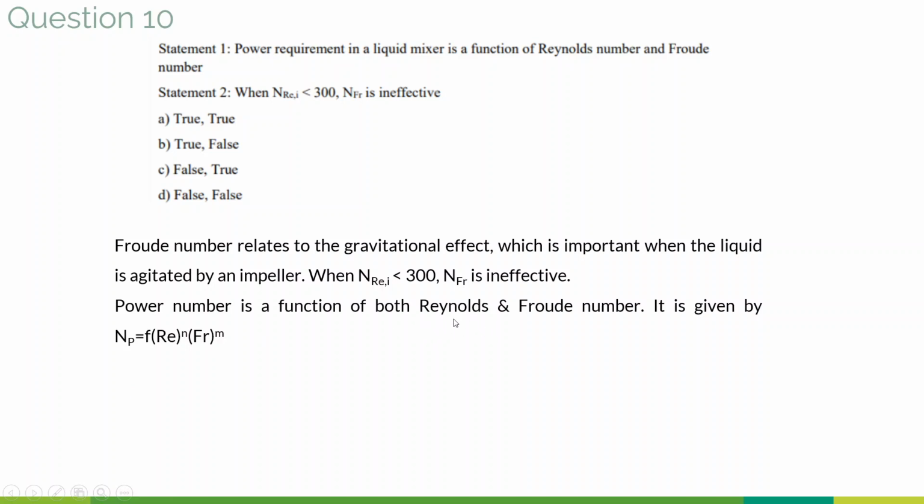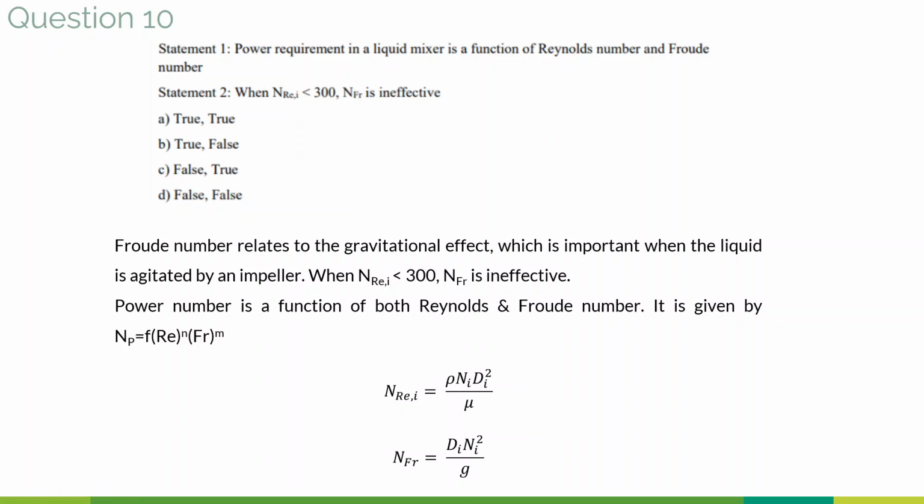So yeah, Reynolds number is the ratio of inertial force to the viscous force, and Froude's number is the ratio of inertial force to the gravitational force. And power number is a function of both these numbers. The impeller Reynolds number can be given as rho ni di square by mu, and Froude's number can be given as di ni square by g, where rho is the density of the fluid, ni is the impeller speed, di is the impeller diameter, mu is the viscosity, and g is the acceleration due to gravity.